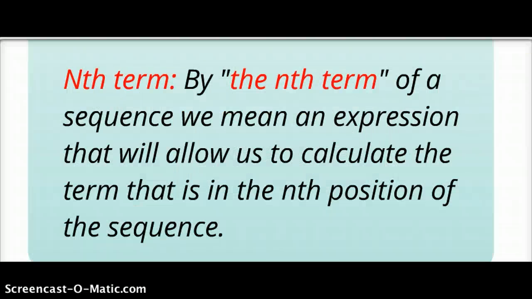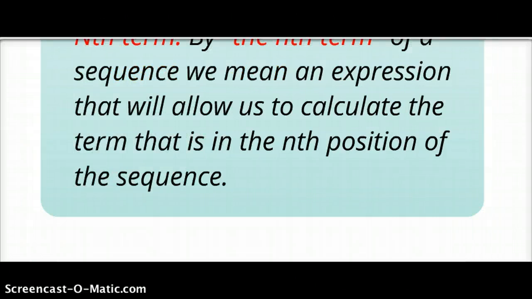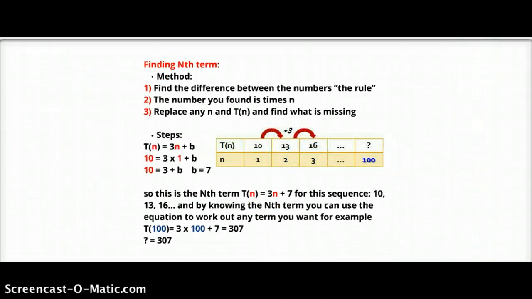What is meant by the nth term? By the nth term of a sequence, we mean an expression that will allow us to calculate the term that is in the nth position of the sequence. Here is the method for finding the nth term. First, find the rule. Second, the rule times n. Third, replace n and t n, and find what is missing. It is always easier for you to get the nth term if you draw a table.